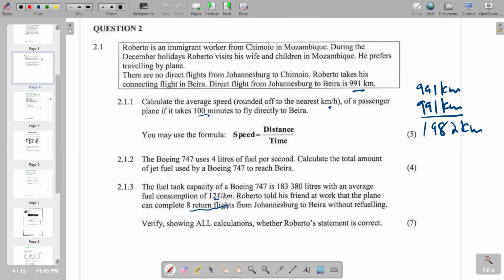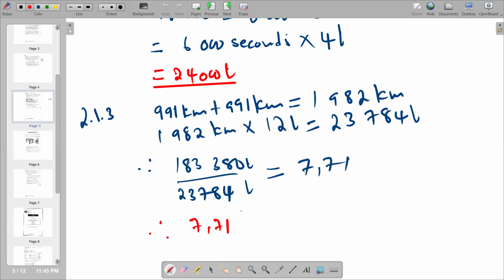Remember, the question says Roberto told his friend at work that the plane can complete 8 return flights from Johannesburg to Beira without refueling, out of the full tank. You see that we found fewer return flights. So the statement is not correct. This is less than the 8 return flights. In our conclusion, we are just going to say Roberto's statement is not true.